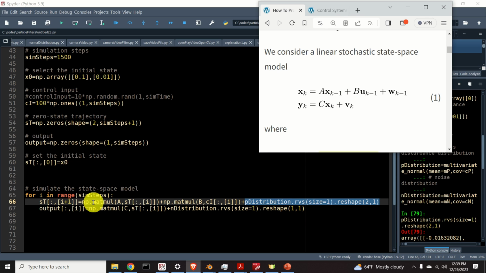So what's happening over here? We perform vector matrix multiplications, A times xk minus 1, B times uk minus 1, and over here we draw a sample of our process noise. We do the same thing for our output equation. Here we multiply C and xk, and over here we draw a sample of our measurement noise, and that's it.